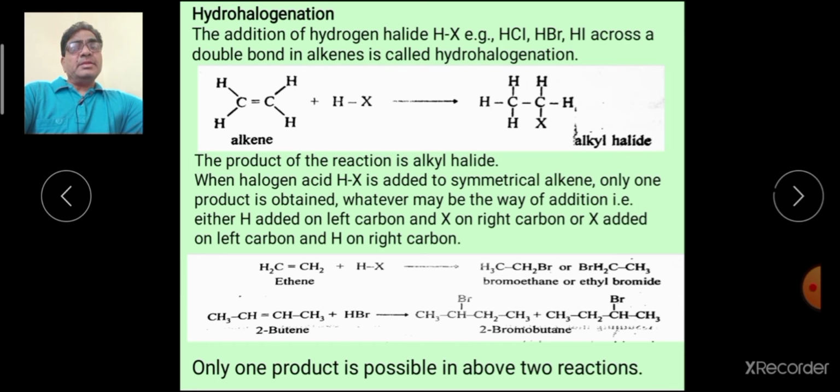Again, this is a symmetrical alkene, addition of this HBr, and the product is here. This is 2-bromo, 2-bromo, and therefore only one product is possible in both reactions. This is very important.